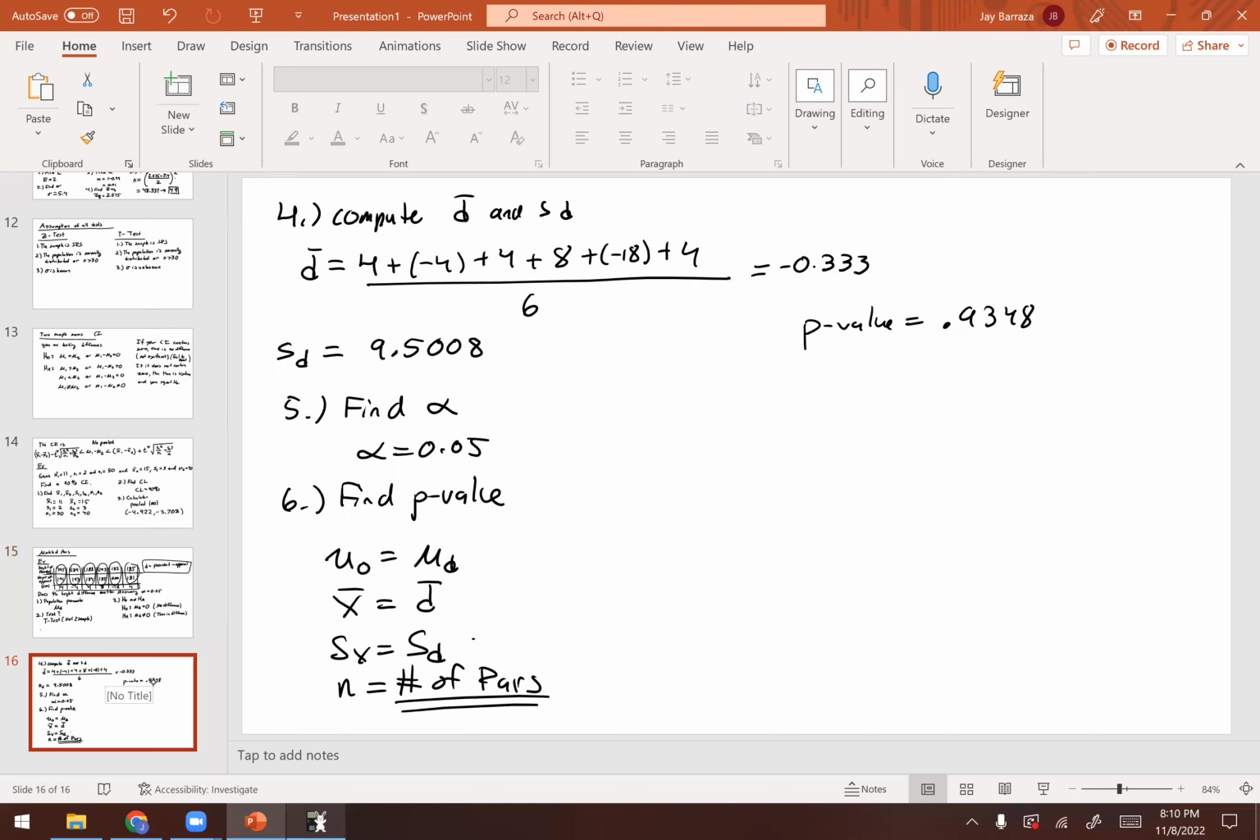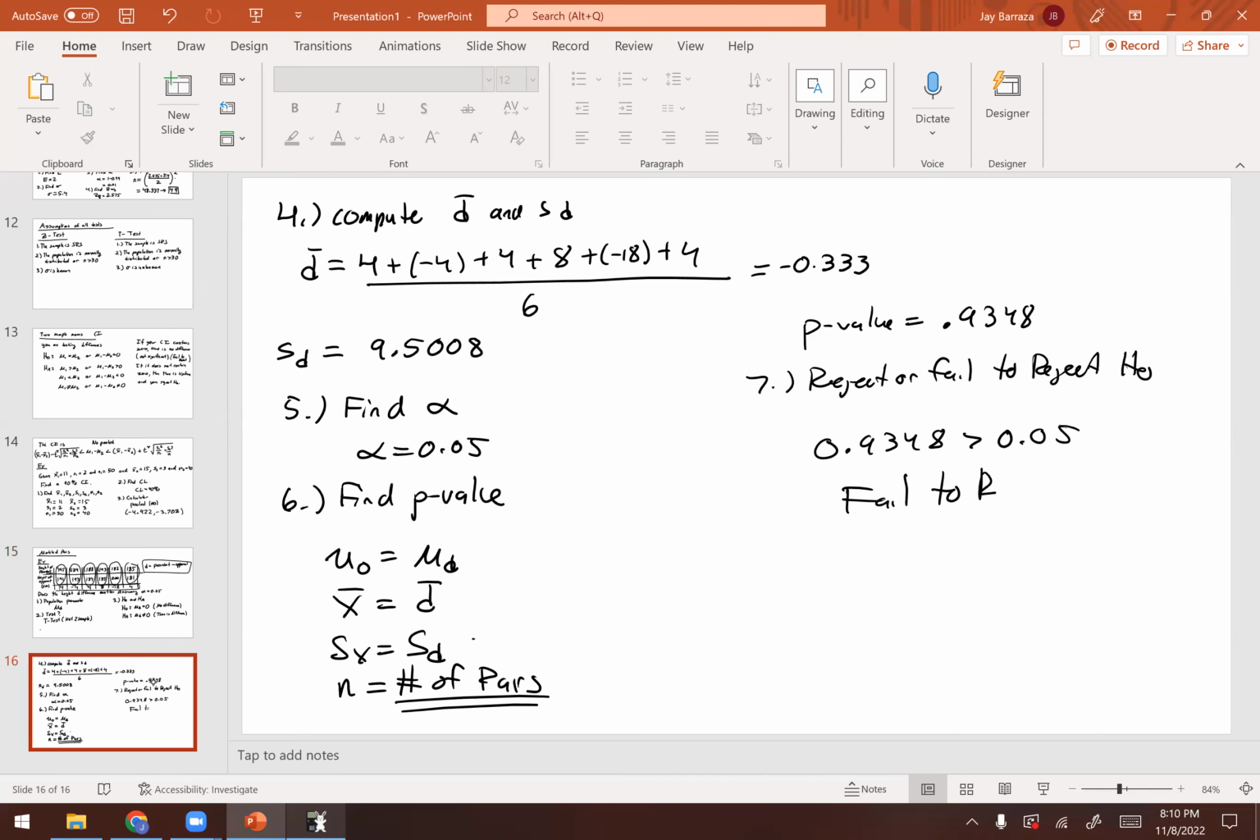So step 7, reject or fail to reject. 0.9348 is bigger than 0.05, so we fail to reject. So there is not sufficient evidence to say that height matters. Are there any questions on that?